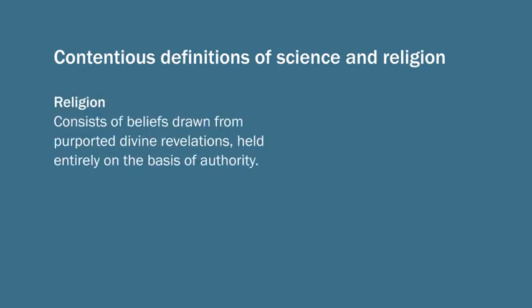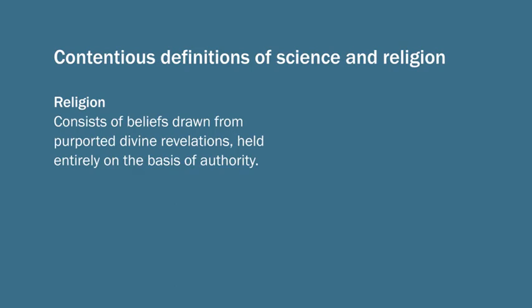So what should we think about this view of in-principle conflict, the view that we find expressed in Wilson's writings? Well, first of all, there's something here on this view where the very definition of science and religion causes the conflict. But what are the definitions that are in play here? So some who defend this sort of model do so because they're adopting really quite contentious definitions of science and religion. For example, some claim that religion consists of beliefs that are drawn from purported divine revelations, and that these beliefs are held entirely on the basis of authority.